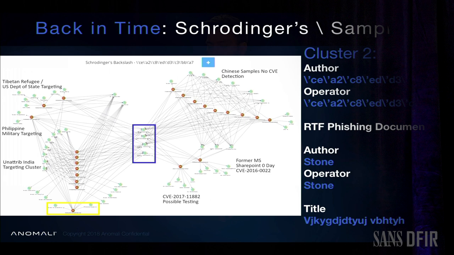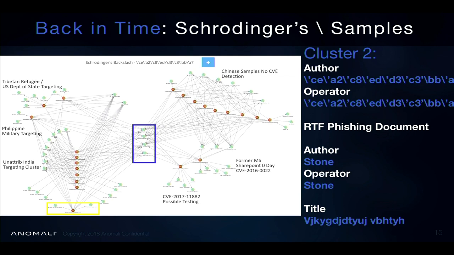I pivoted on the Schrodinger's\ new string, this here, and then this really unique title that was also associated with the RTF metadata. And what did I find? Well, to invoke Juan yesterday, I found a slew of historic samples to conduct a little bit of paleontology on. The sample we were just looking at is this yellow sample appearing at the bottom of the screen. The blue box in the center similarly highlights shared data points between all of the samples that are appearing in this cluster. And the common aspects of this cluster, again, are the Schrodinger's\ string, author and operator, and really unique title.